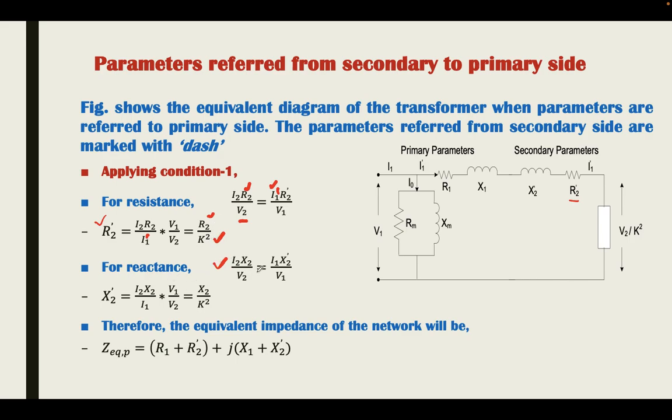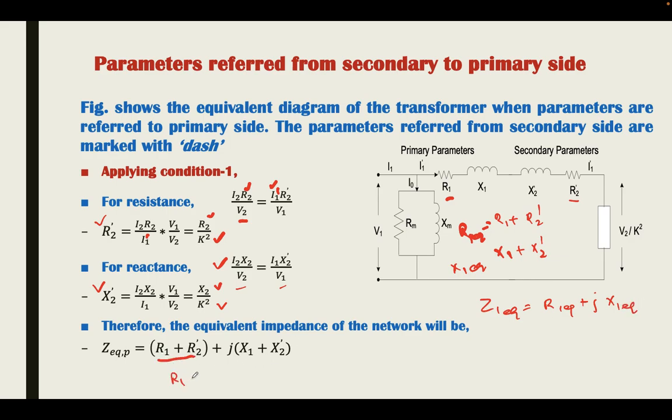Similarly, for reactance, the percentage voltage drop in secondary side must equal the percentage voltage drop in primary side. Then equating these two equations as a function of V1 and V2 and rearranging for X2 dash, it comes to be X2 by K square. Earlier it was multiplied by K square for primary to secondary, but in secondary to primary it is divided by K square. Now, in primary side, the equivalent resistance will become R1 plus R2 dash, whereas the reactance will become X1 plus X2 dash, and this is represented by R1 equivalent, this is represented by X1 equivalent. Therefore, Z1 equivalent is equal to R1 equivalent plus jX1 equivalent, and that's what is this.